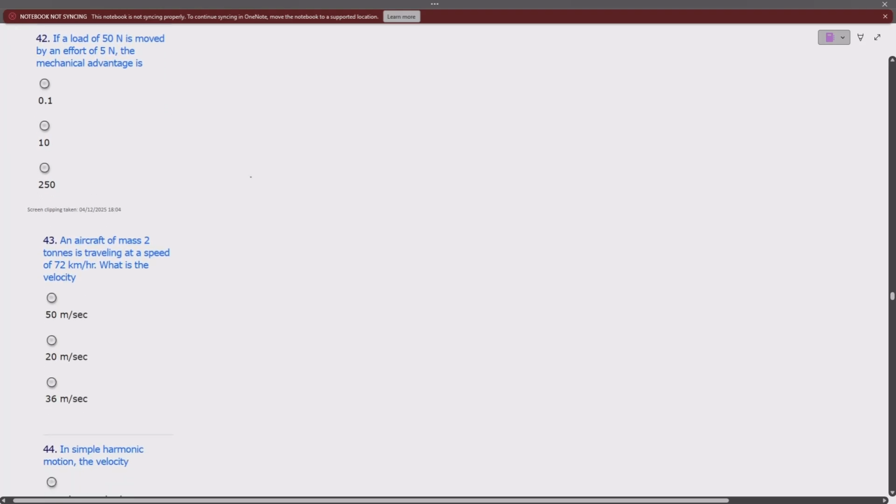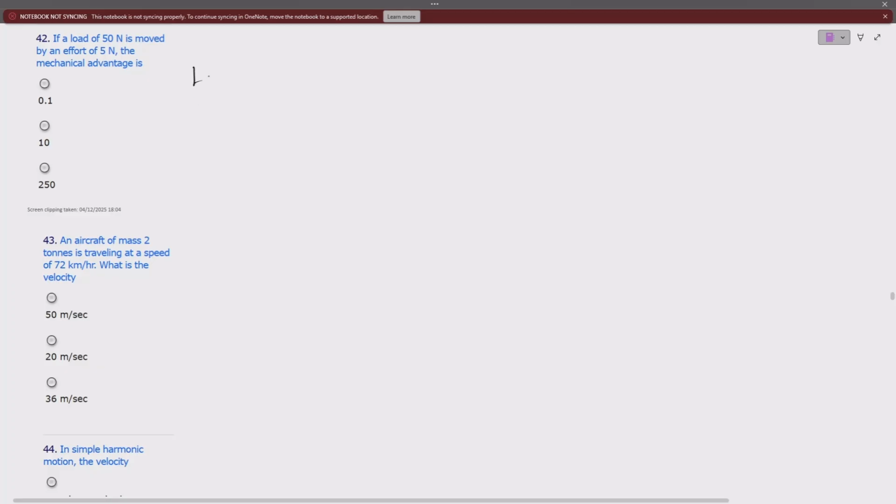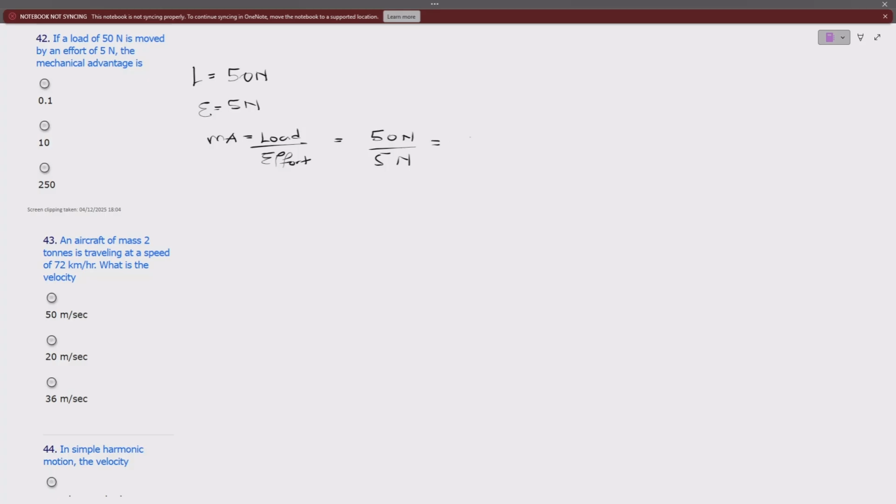42. If a load of 50 newtons, so we're giving the load L 50 newtons, is moved by the effort E of 5 newtons. The mechanical advantage, which equals load over effort, is going to be 50 newtons divided by 5 newtons, which is 10. That is the answer.